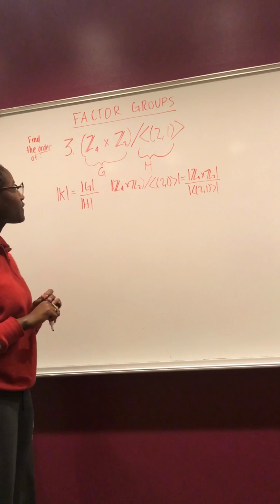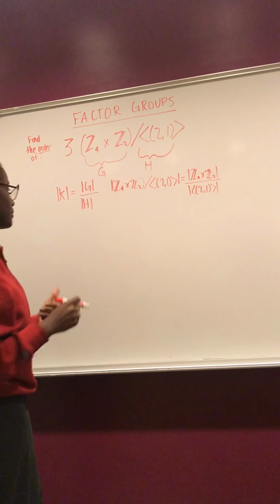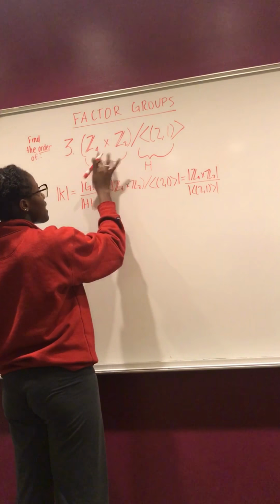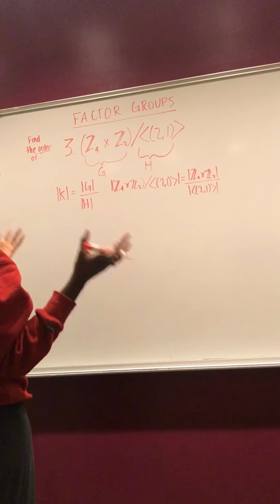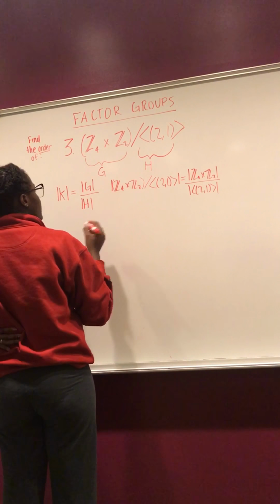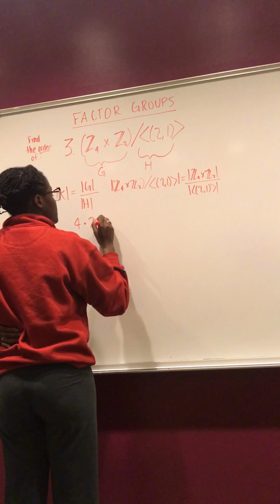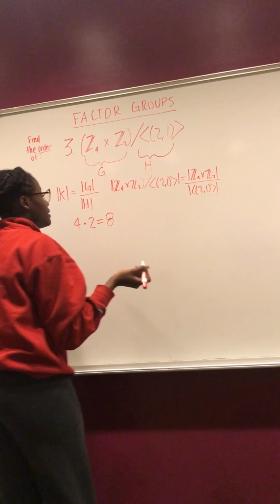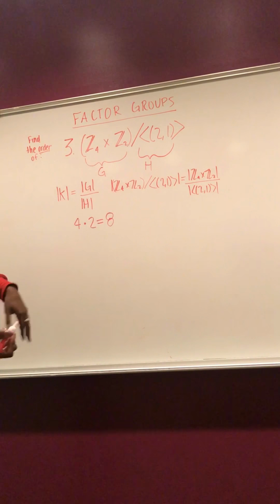Alright, so to figure this out, we first need to figure out what is the order of the group G. And it's very simple. You just take the two numbers that are the mods of Z. So here we have 4 times 2 equals 8. So the order of the group G is 8.